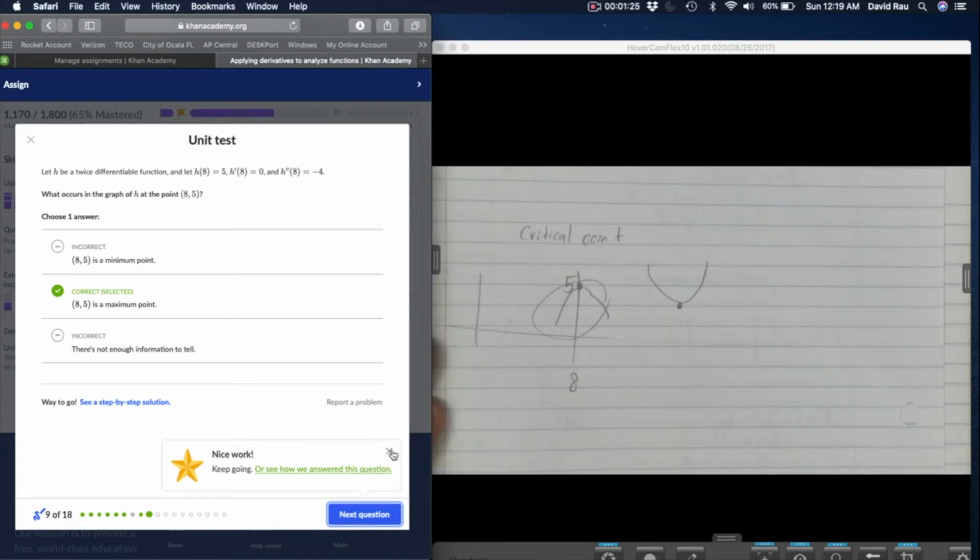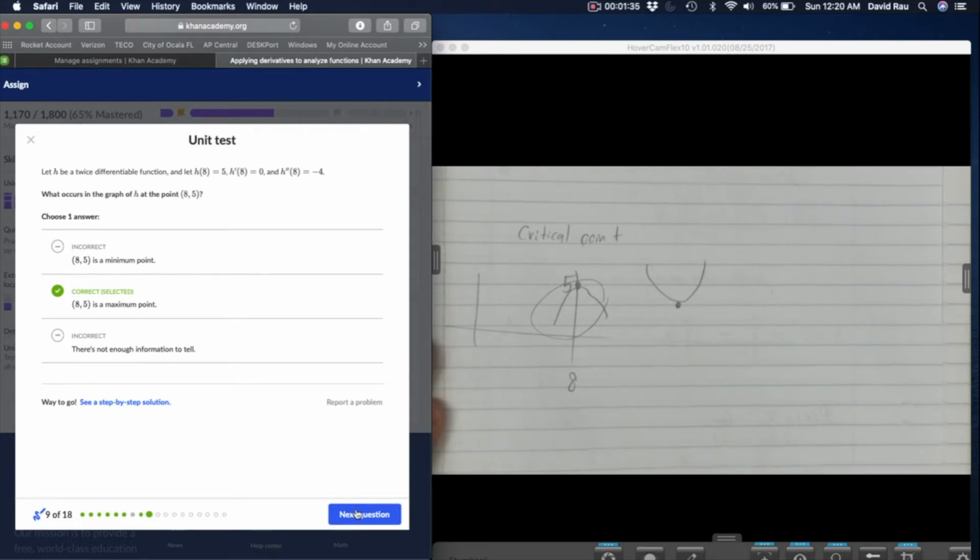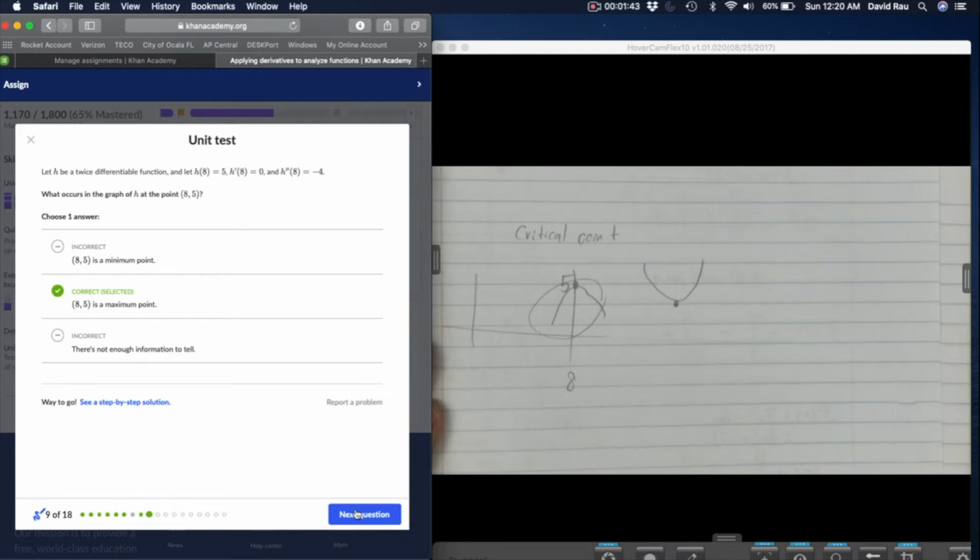Remember that some of these can get a little wacky in their answers in terms of what they tell you, so just be careful about assuming what it is. For instance, if h prime was not equal to 0, we couldn't tell if this is a minimum or a maximum, so just be aware of that.